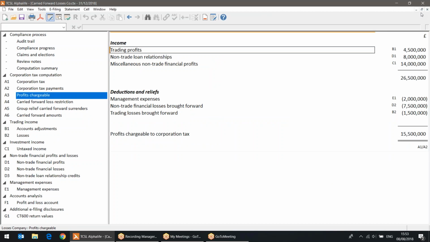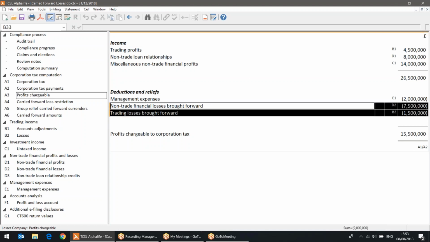We will now look at post-1 April 17 offsets. For losses or deficits that arose after 1 April 17, the flexibility that has been introduced in the legislation provides that trading losses and non-trading loan relationship deficits are offset against total profits. Accordingly, in Alphatax, you will see two new lines appearing in the profits chargeable report statement to reflect the amount of these losses or deficits being offset against the total profits.